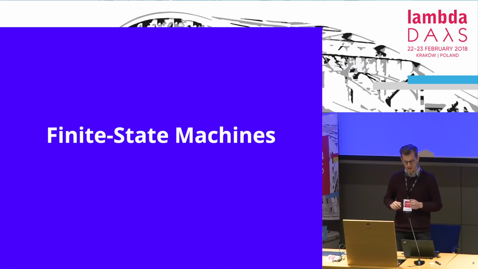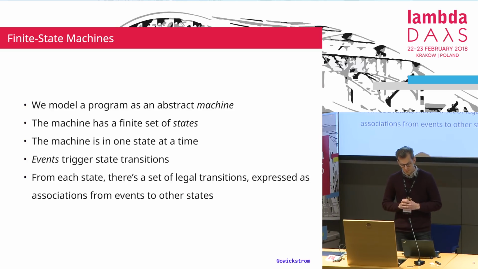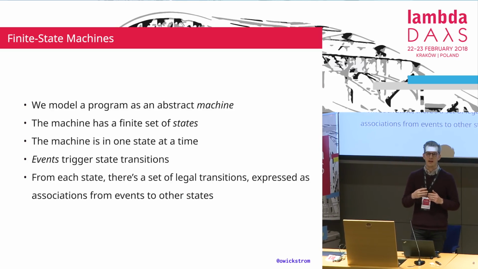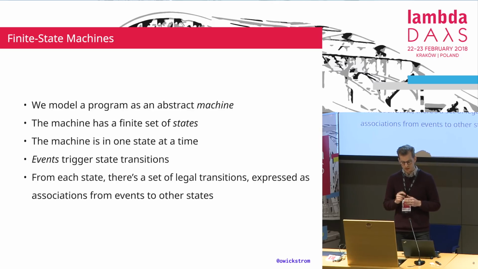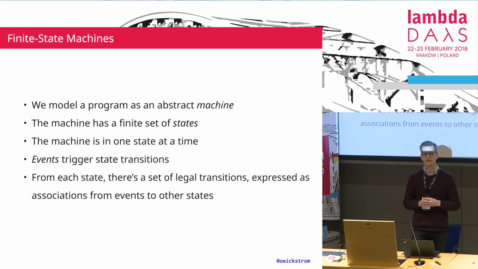One technique is finite-state machines. With those, we model a program as an abstract machine, and that machine has a finite set of states. The machine is in one state at a time, and we have events that trigger state transitions. From each state, there's a set of legal transitions expressed as associations from events to other states.